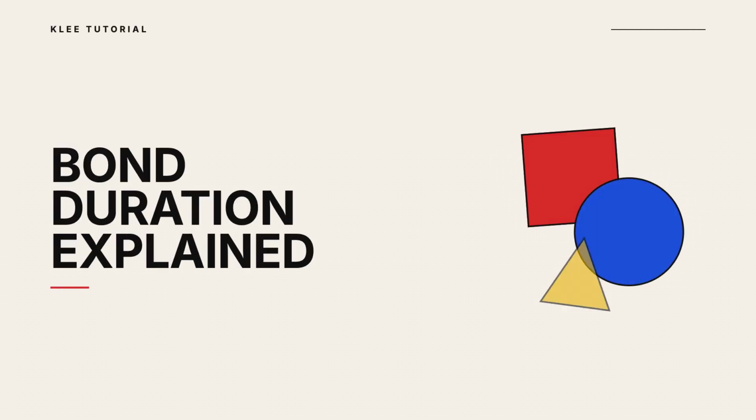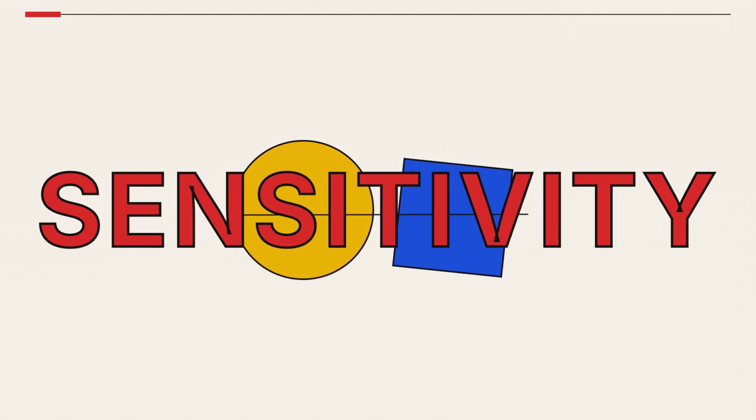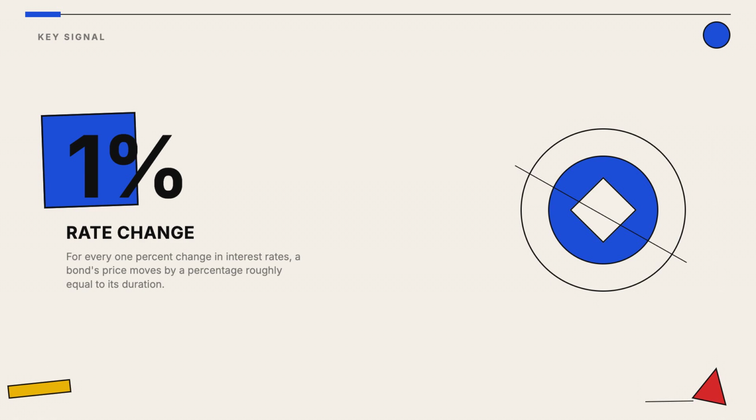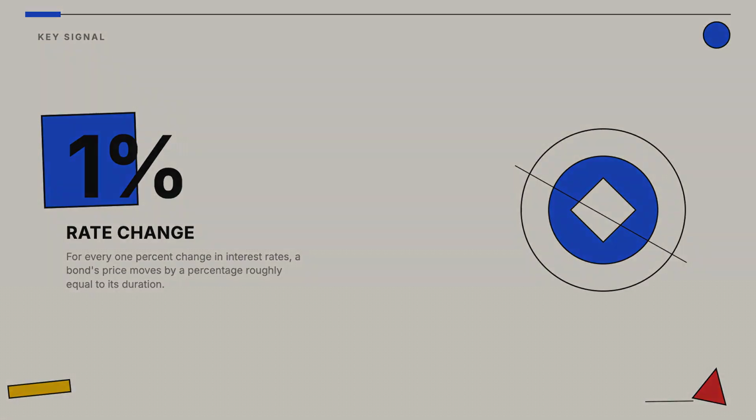Bond duration is a concept that often confuses new investors. It is not just about time, but rather a measure of price sensitivity. Think of duration as a gauge for how much a bond's price will swing when interest rates in the broader economy change. If a bond has a duration of 5 years, a 1% rise in interest rates typically causes that bond to lose 5% value.